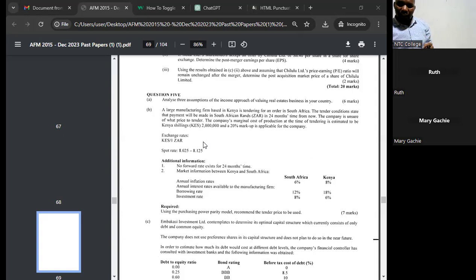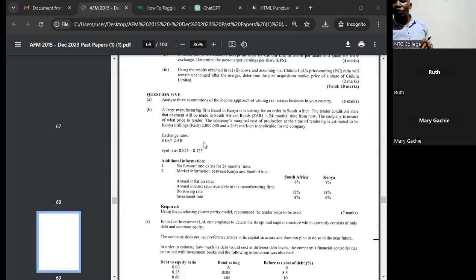The company is based in Kenya. They want to do something for another company in South Africa. The company in South Africa will pay them in South African currency, that is rands. So it means that their quotation should also be in South African rands. You are quoting for them, they will pay you. So your quotation should be in rands. Are we together? So the company is unsure what price to tender. They don't know how to price it because they are in Kenya and the others are there.